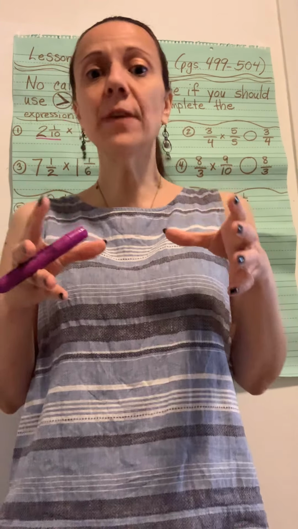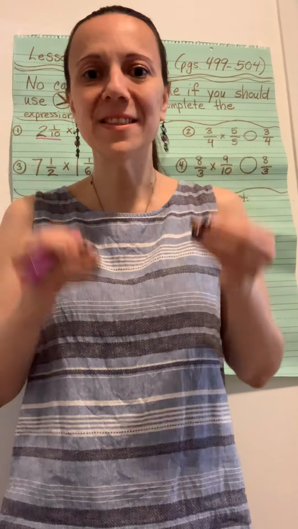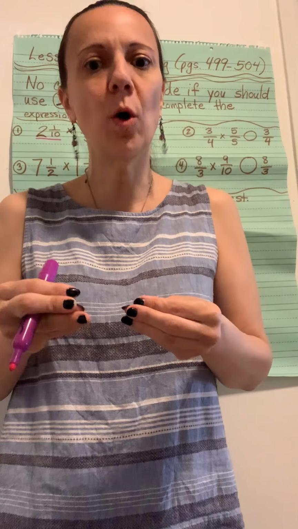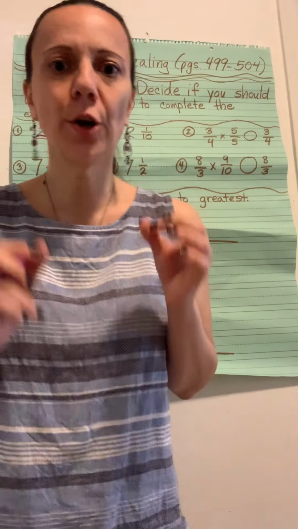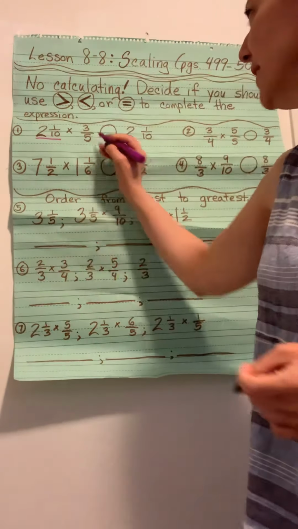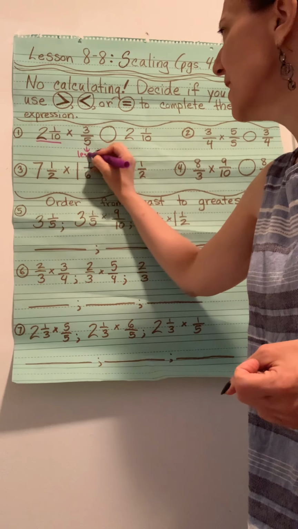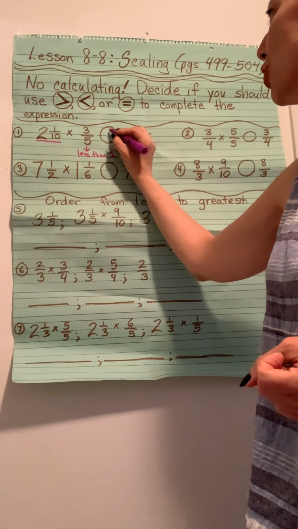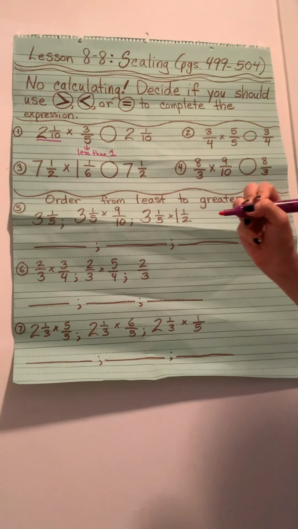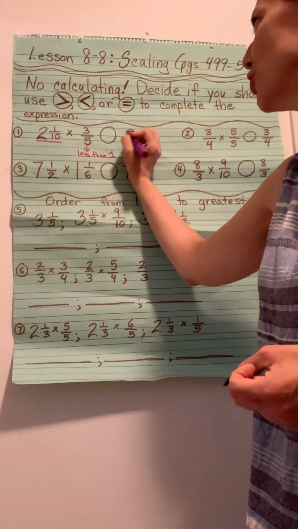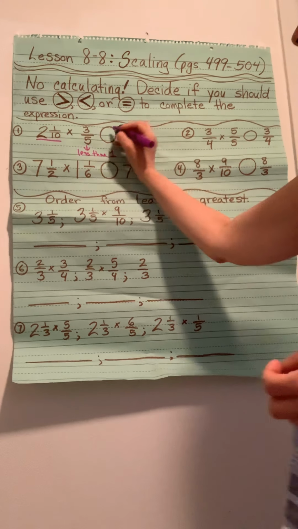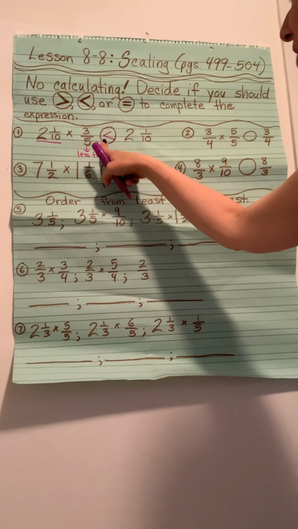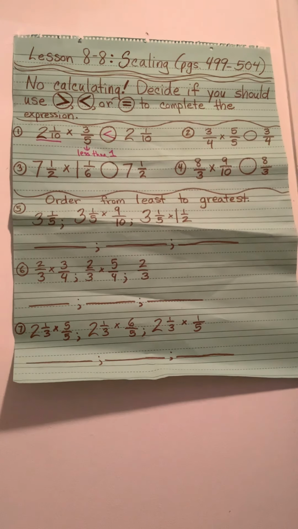If I have any kind of number, I multiply by something that is less than 1, whether it's a fraction or decimal, it's less than 1, then I get a smaller product. So this right here is less than 1 whole. That means my answer is going to be less than 2 1/10. Okay. My answer is going to be smaller. So whatever this answer is, it's going to be smaller than what I started with.